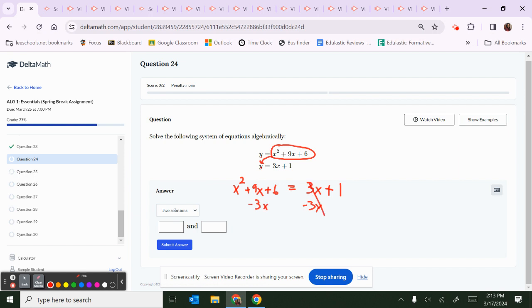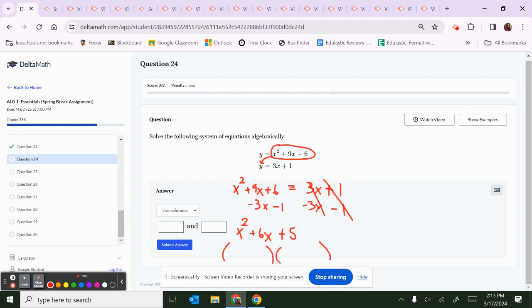And now do I move a positive 1 to the other side? Subtract 1. Am I going to subtract it from x squared, 9x, or 6? From the 6. And this will get canceled. The x squared I would bring down. 9x minus 3x is positive 6x, and 6 minus 1 is 5. Now we have our quadratic, so now we're going to factor.